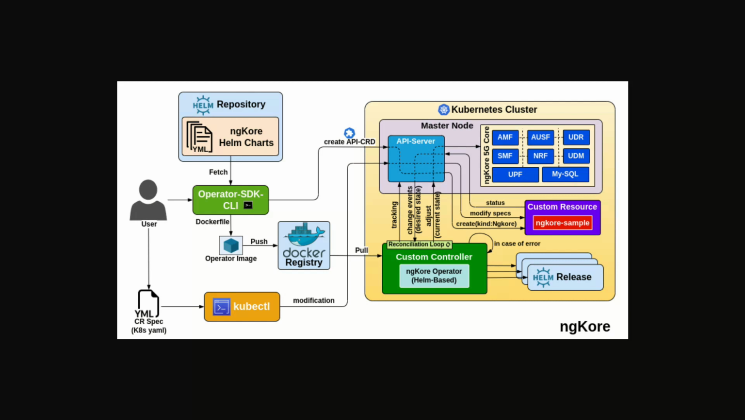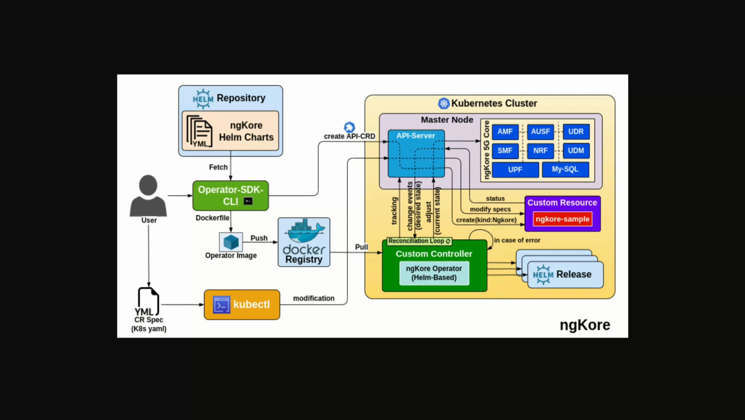So again, coming back to our Helm chart. The Helm chart is stored locally in the operator project, and once the API and the controller are set up, we can build the ngCore operator Docker image, and this image can be pushed to the Docker Hub registry. From there, we can pull it to our Kubernetes cluster. After that, we deploy our operator over the Kubernetes cluster.